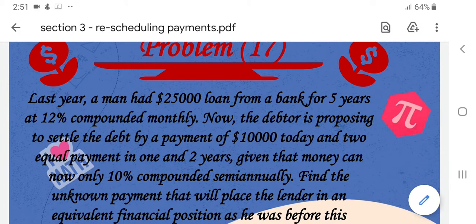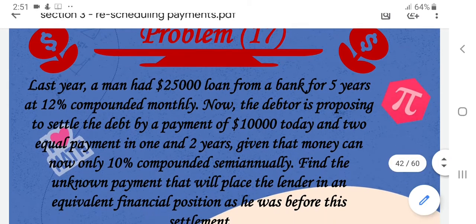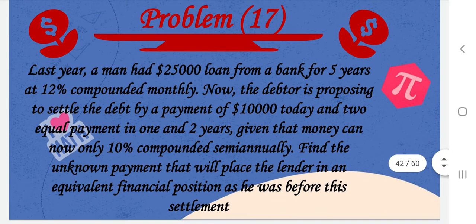Last year a man had a $25,000 loan from a bank for 5 years at 12% compounded monthly. Now the debtor is proposing to settle the debt by a payment of $10,000 today and two equal payments in 1 and 2 years. Given that money can now earn only 10% compounded semi-annually, find the unknown payment that will place the lender in an equivalent financial position as he was before this settlement.